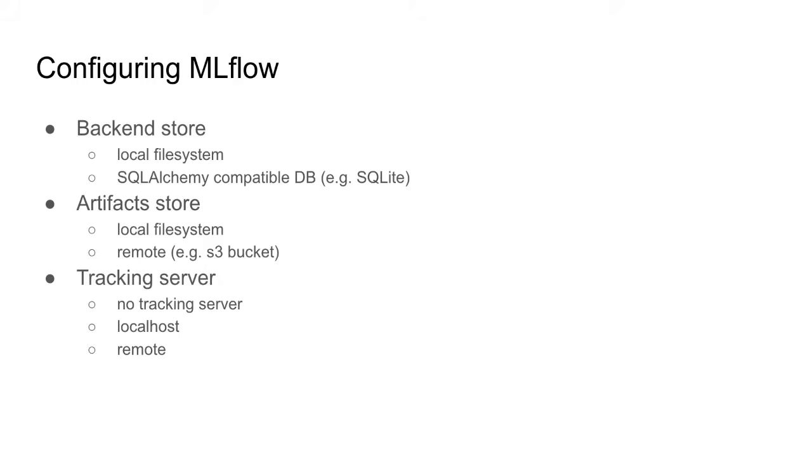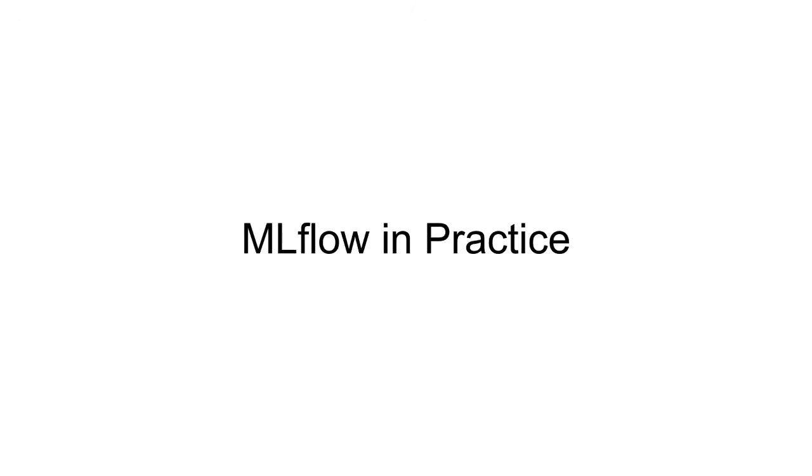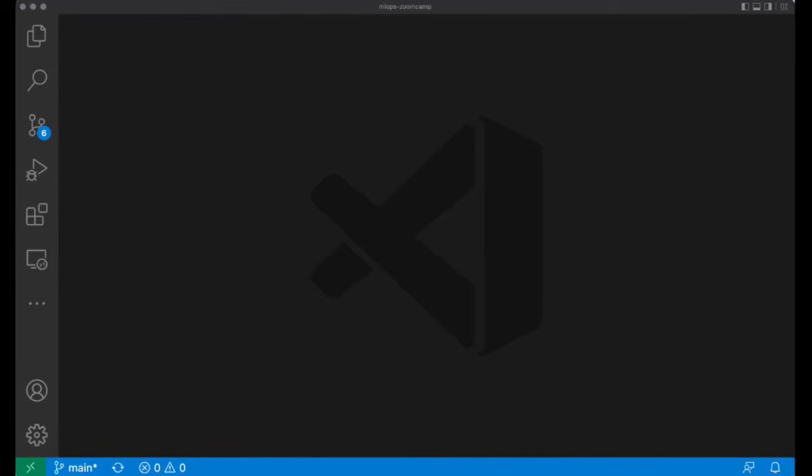And finally, you need to think if you actually require to run a tracking server or not. So the first option is not running a tracking server, and this will be enough, for example, for the data scientist that is competing in an ML competition. On the other hand, if you decide to run a tracking server, this can be run locally or on a remote host. Let's go to Visual Studio, and I'm going to show you some examples about how to configure MLflow to satisfy different requirements. Okay, we are back to Visual Studio.